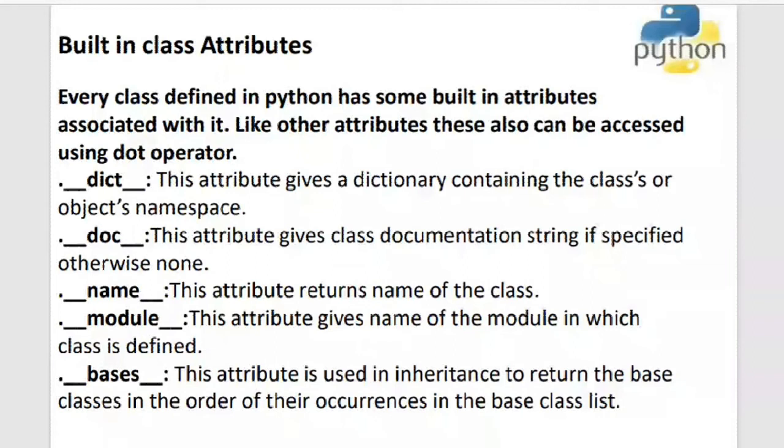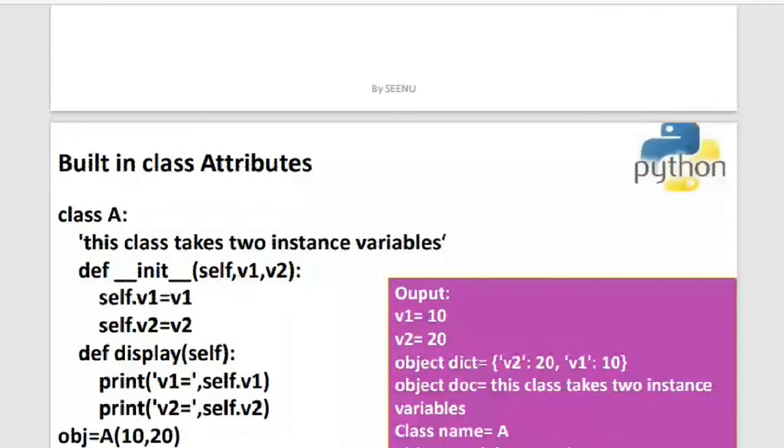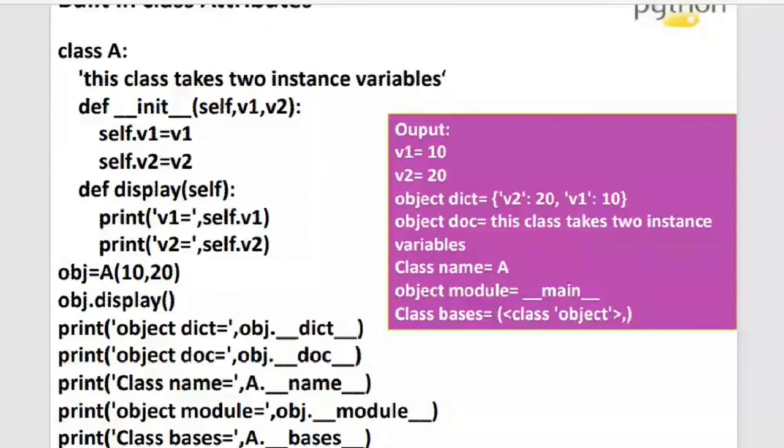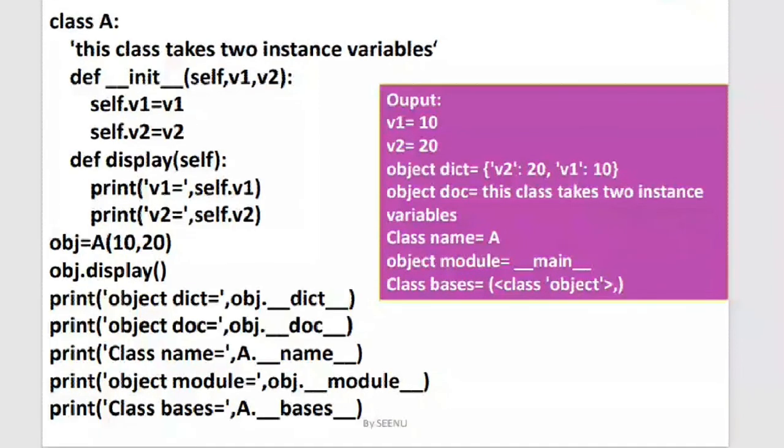Okay, so these are the five built-in class attributes. In this slide, I have shown how to use them in the program and what the output will be. Okay, fine. So this is the class A, and here you can see that this line is the doc string. So I have given a doc string for the class A.